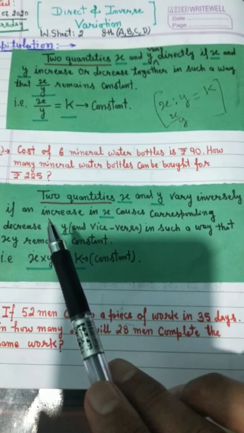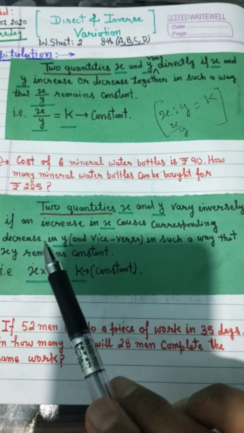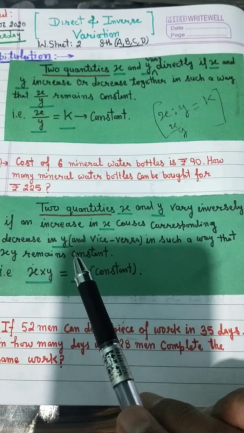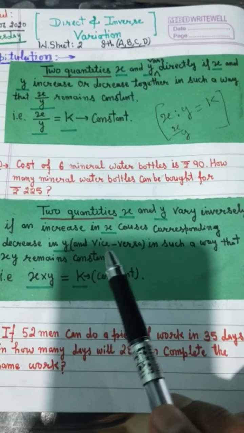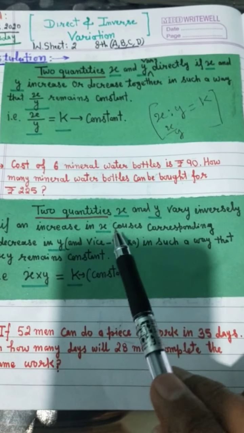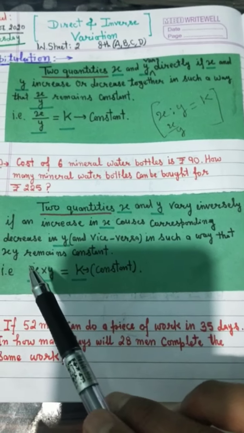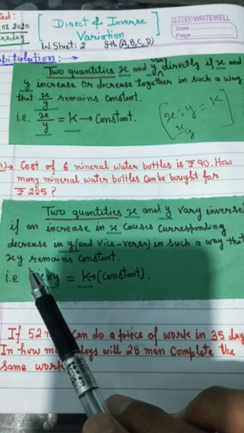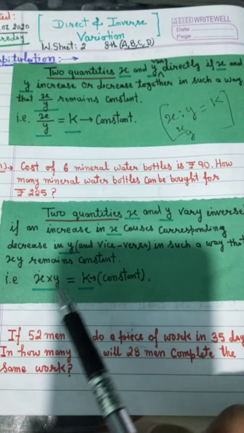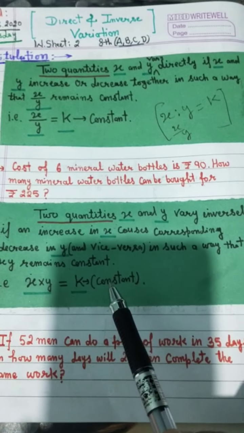And for inverse variations, two quantities x and y vary inversely if an increase in x causes a corresponding decrease in y and vice versa. Vice versa means if a decrease in x causes a corresponding increase in y in such a way that the product of their values remains constant. x into y is equal to constant. That is, x into y is equal to k. k is known as the constant.